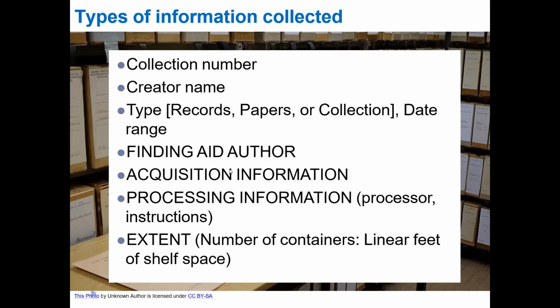So, types of information collected, we've already talked about some of these. Typically, they'll have a collection number or collection name. They'll have the creator name. They'll have the type, and we've already talked some about the kinds of types. Date range, so there'll be some attempt to give it a date range. And then, depending upon the software, a lot of times the finding aid author, whoever created that particular finding aid, will appear in that. Then, getting more to the archival part of it, information about how the institution acquired that resource, and then processing information.